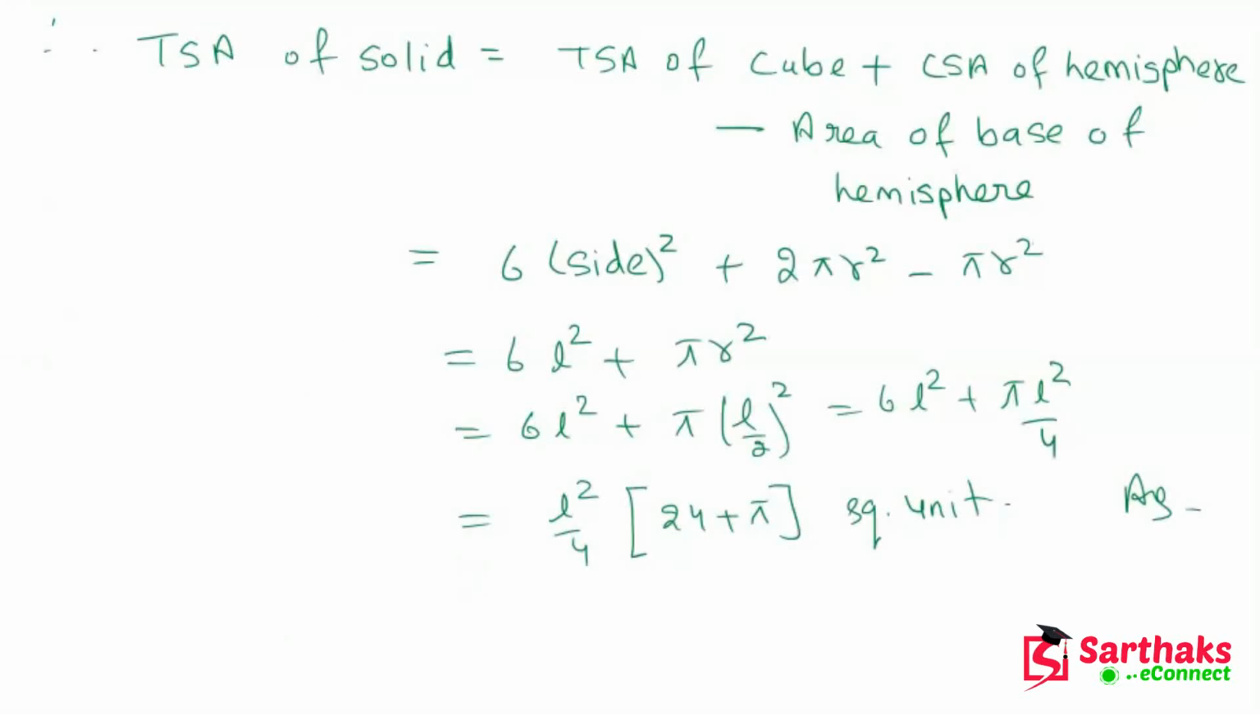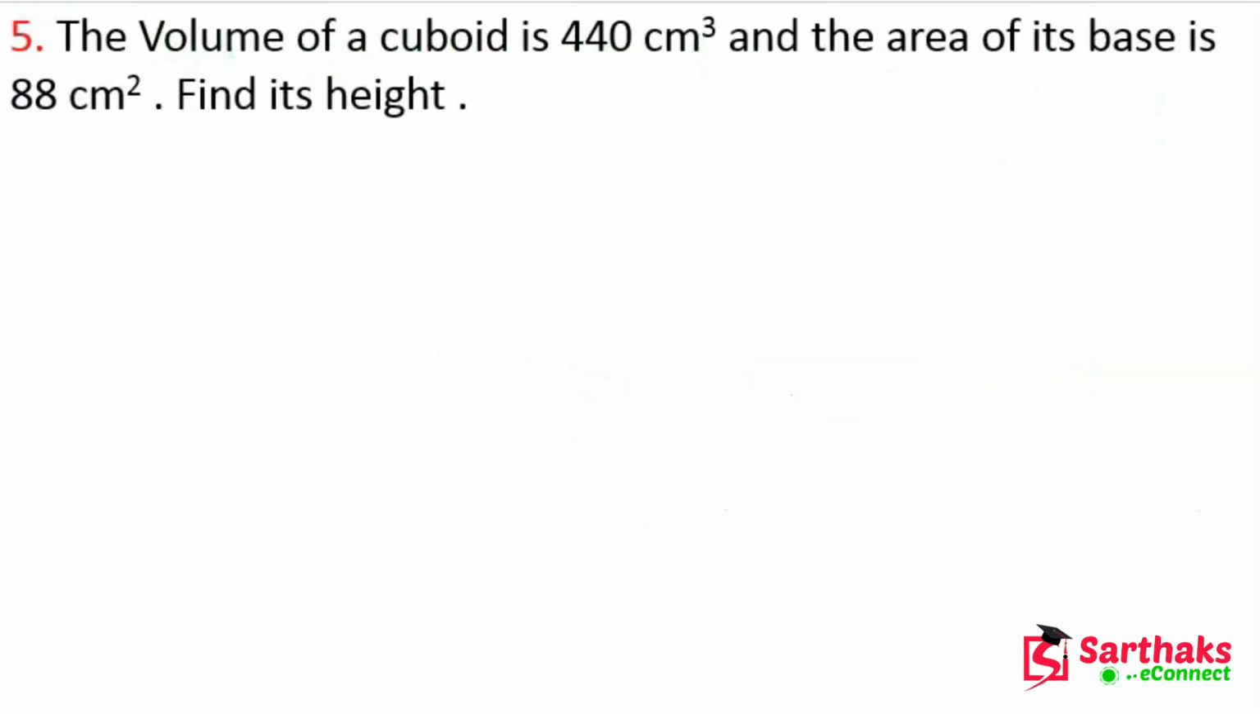So now my dear friends, the next question is: the volume of a cuboid is 440 centimeter cube, and the area of its base is 88 centimeter square. Now we have to find its height. My dear friends, this is a very easy question.